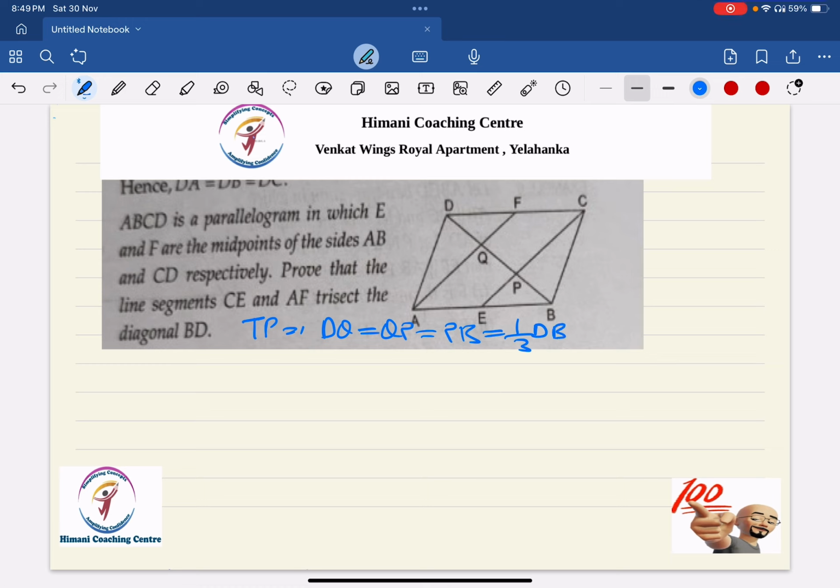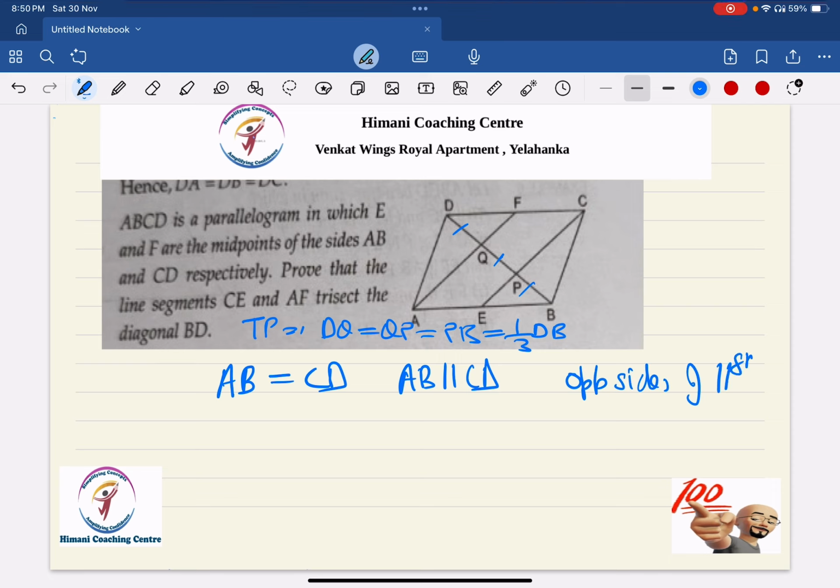They mean the same. When they say CE and AF trisect the diagonal, we are supposed to prove that DQ is equal to QP, which is equal to PB. Then if they are equal, each one of them would be one third of the entire line segment DB. Now, we are given a parallelogram, so we know that opposite sides are equal and parallel. So AB is equal to CD and AB is parallel to CD. Why? Opposite sides of a parallelogram.